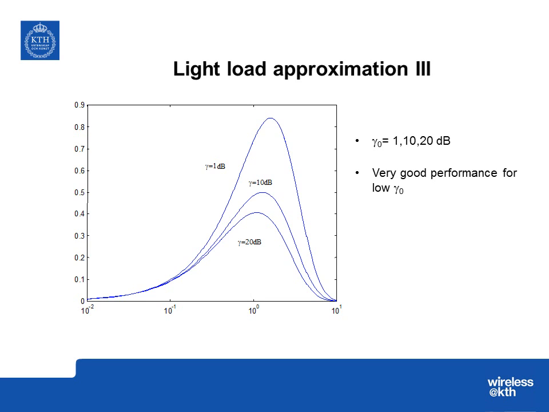So we can see that the performance of an ALOHA scheme when we take the capture into account is very good if our system has a low gamma naught. It means that it has a very high resistance to interference. So it can withstand lots of interference and still have a good chance of having a correctly received packet.